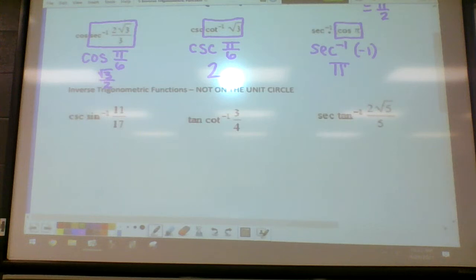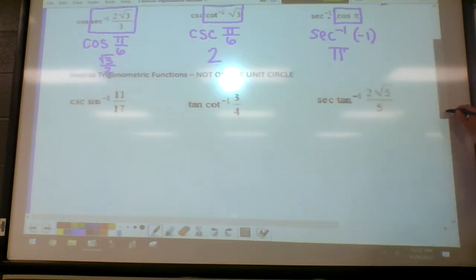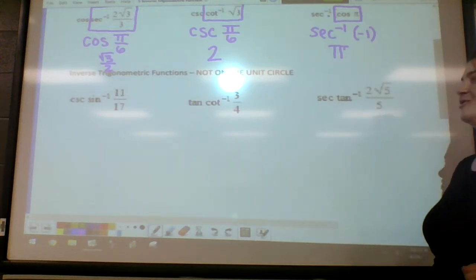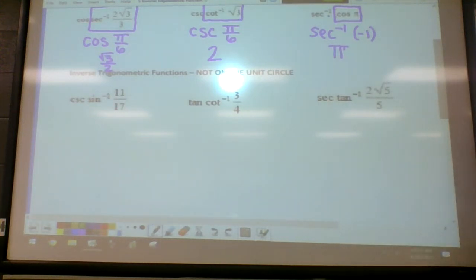So when I say they're not on the unit circle, they're not like your pi over 6, pi over 4, pi over 3s on the unit circle. Technically they could be on there, but remember, the whole unit circle is based off of triangles, isn't it? So we've got to go back to those trusty triangles. All of trigonometry, the whole thing is based off of triangles.